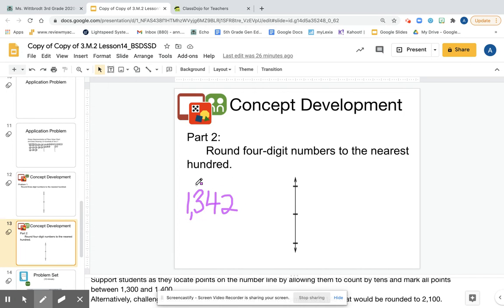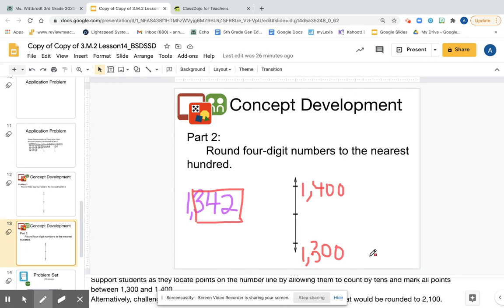So if I look at this just as 342, because it still is telling me just to round it to the nearest 100, I know from our previous number line that 342, what 200s is it in between? It's in between 300 and 400. The only thing that's going to look different is that it's a 4-digit number and there needs to be 1,000 in front of there. So these are between 1,300 and 1,400.